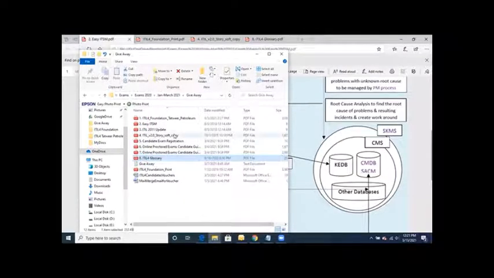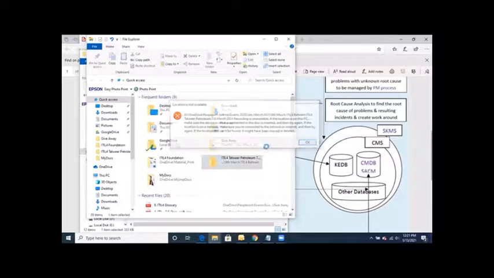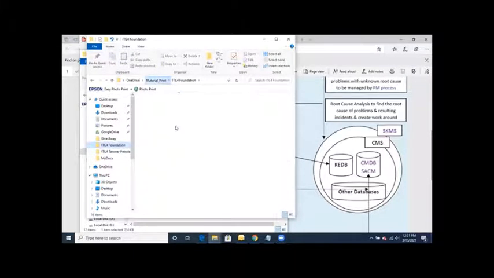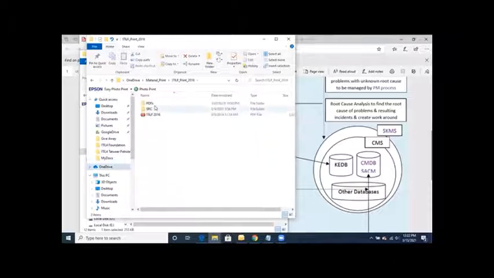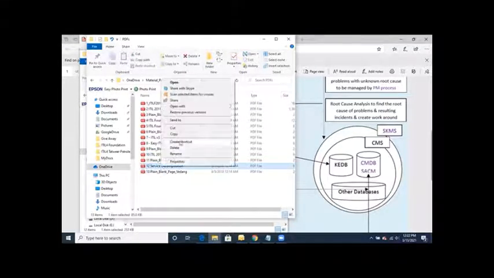Now I have another document to show you, and that document is also important. Service decomposition. I have to show you.